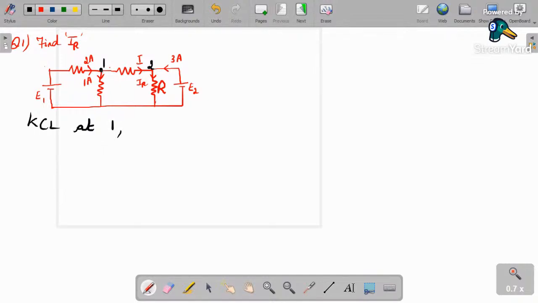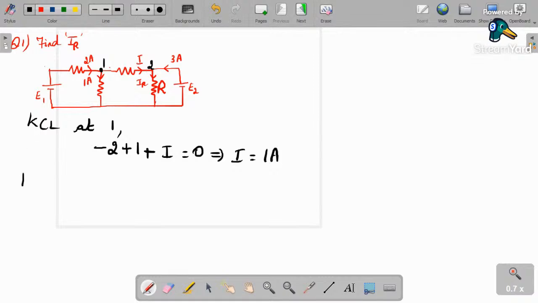So here 2 ampere is entering. So towards the node நான் negative la எடுப்பேன். நீங்க positive எடுக்கலாம். Whichever is convenient you can do. So current leaving நான் positive எடுப்பேன். So 1 ampere. Then here I is leaving. So plus I is equal to 0. So from this what is I? I is going to be 1 ampere.